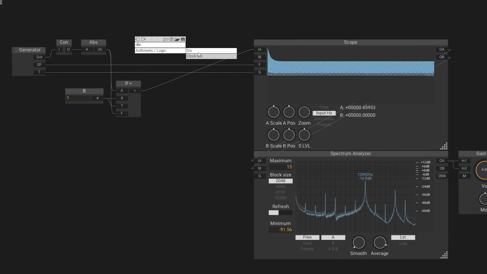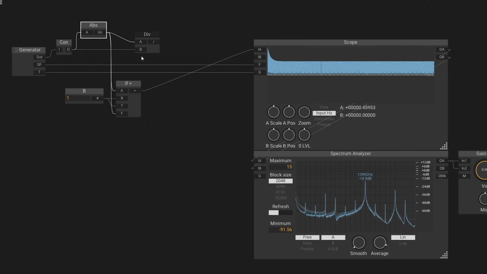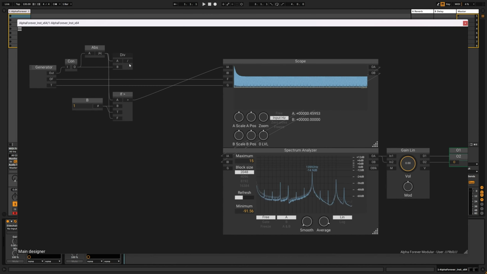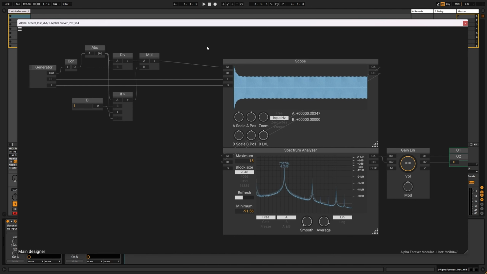Let's also divide the absolute value by the signal itself, like this. And this division gives us the sign of the sound. So if it was positive, then it gives us +1. If it was negative, then it gives us -1. If it was exactly 0, then we get 0. So this way, if we multiply this if operator, then we get our signal back, but this is already clipped. So these values can go above 1 now.